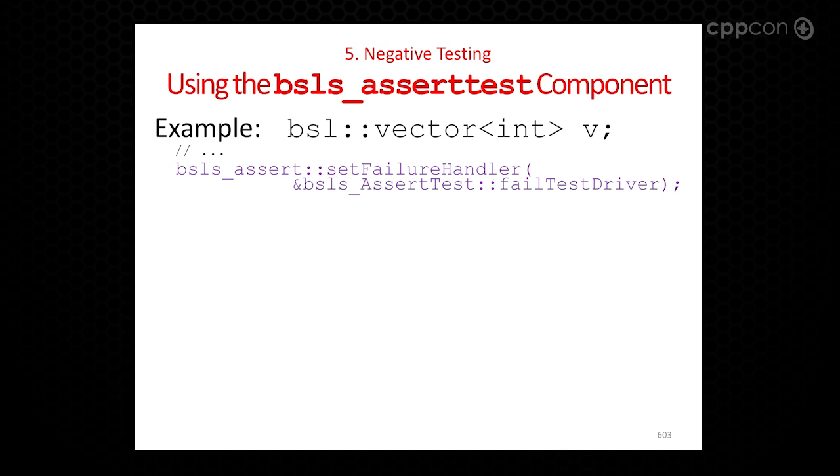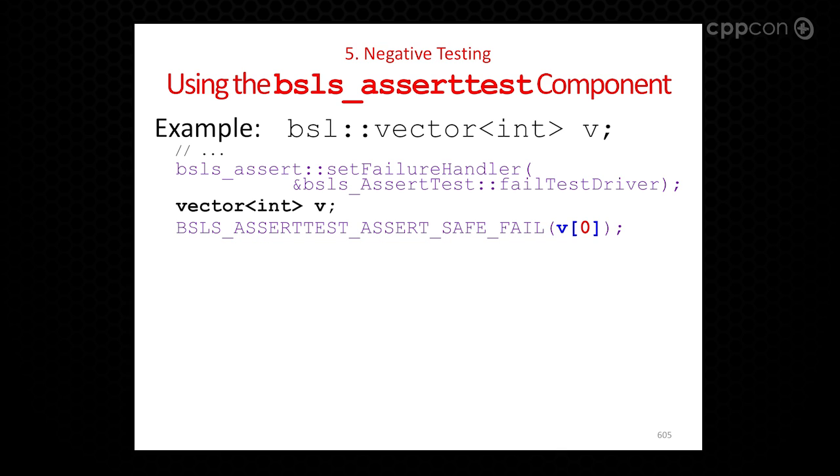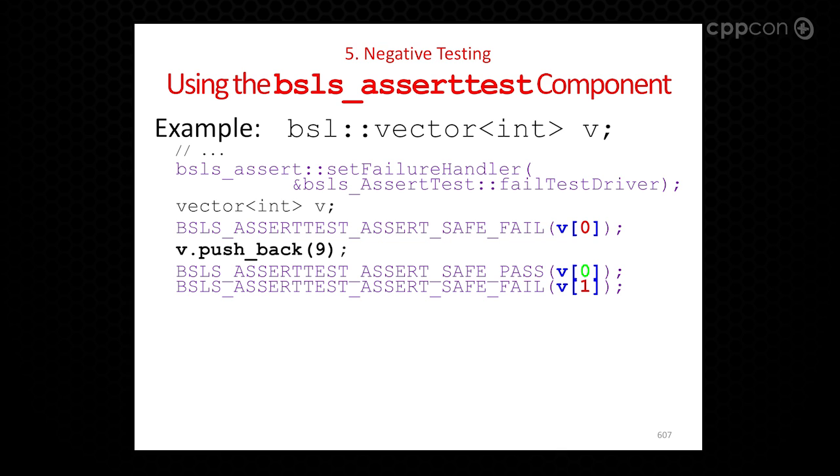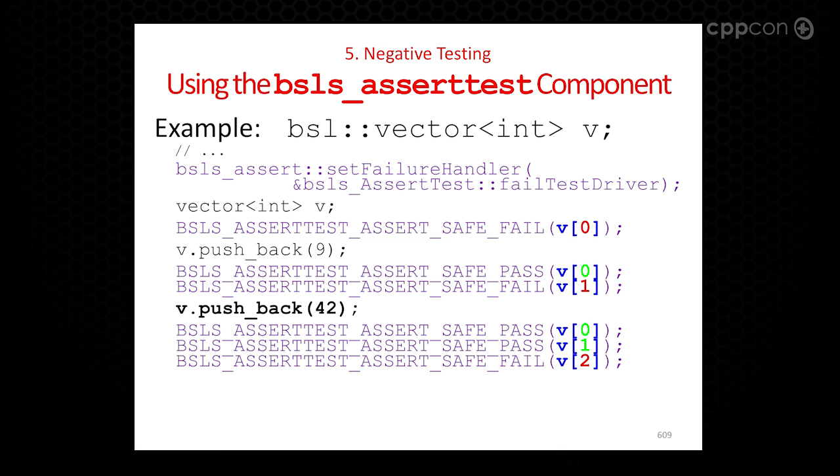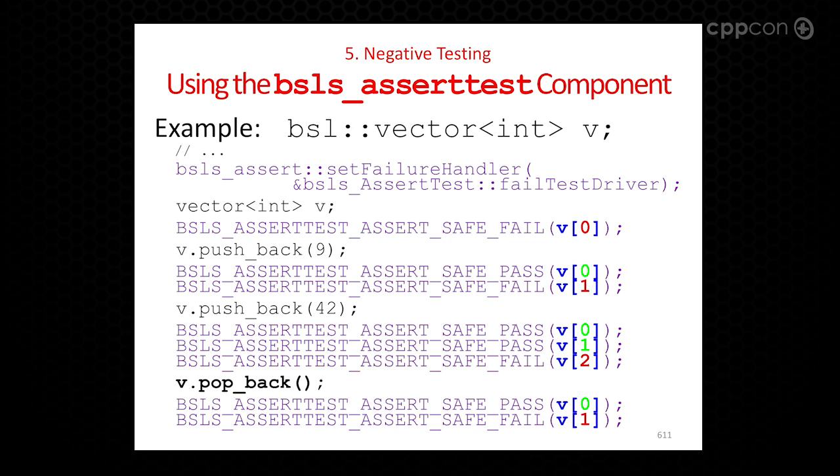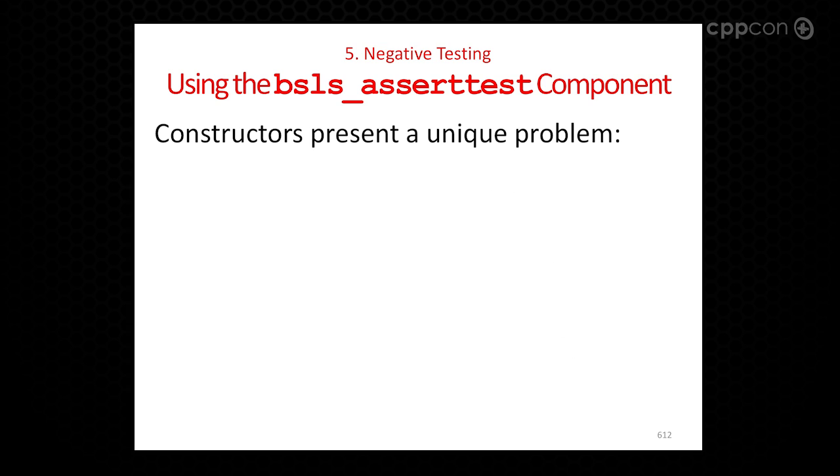So if we wanted to test vector, we just install this handler. We're going to test this particular guy here. If it's empty, we'll call this. Then we'll push back 9, and then we'll do this, and it'll be just fine. Then we'll push back 42, and we'll do this. Then we'll pop back, and we'll do this, because we're testing the boundary. We're looking to see that the behavior, as it crosses from defined to undefined, is picked up by the defensive check. As I said, this is not particularly exciting stuff, so I'm rushing through it. You get the idea. It's certainly in the component. You can go look at the component, and it gives you exactly what's going on in abundant documentation.